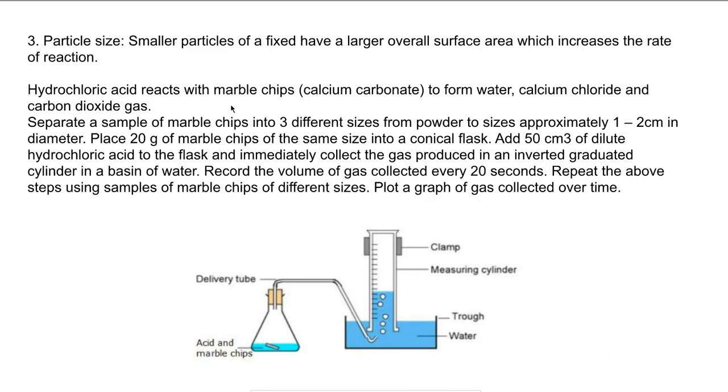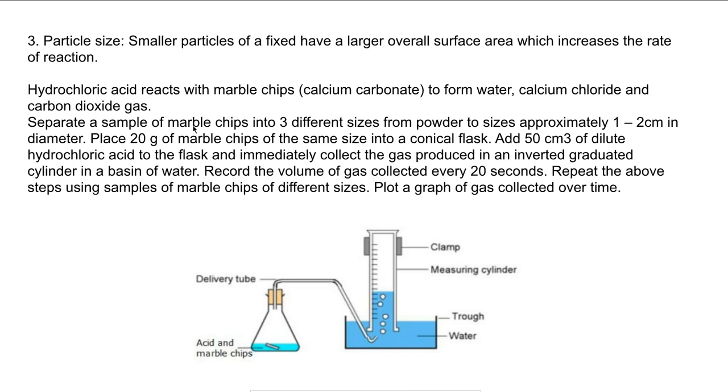The third thing we can look at is particle size. The smaller the particles are, the faster the reaction will happen. So smaller particles have a larger overall surface area, which increases the rate of reaction. We're going to go back to our first method. Again, we're reacting marble chips and hydrochloric acid. We're going to collect carbon dioxide.